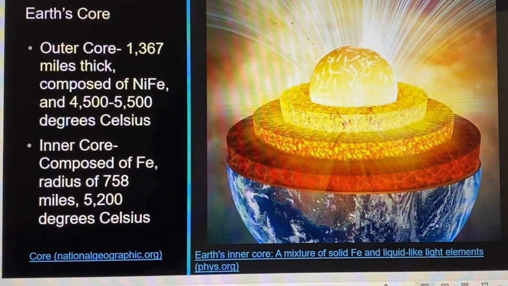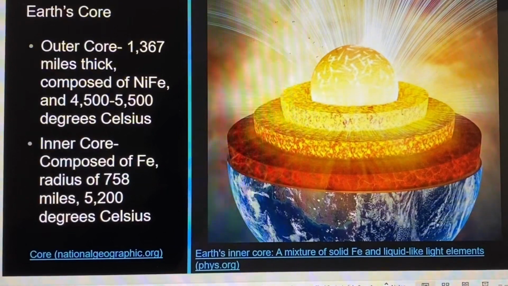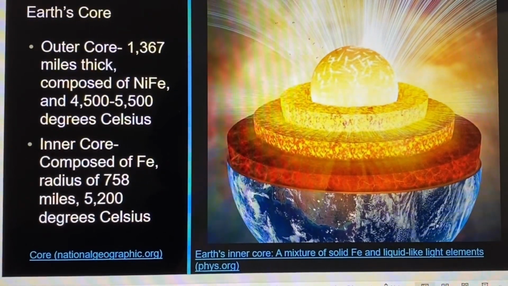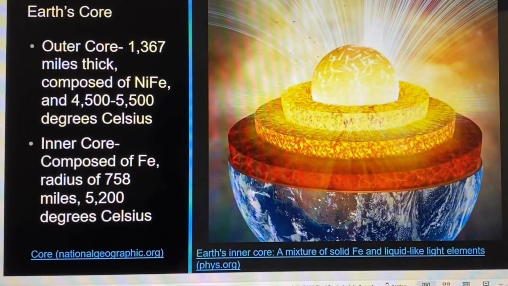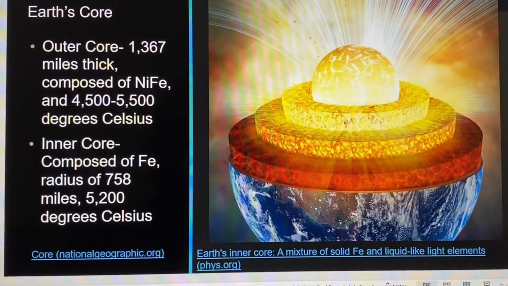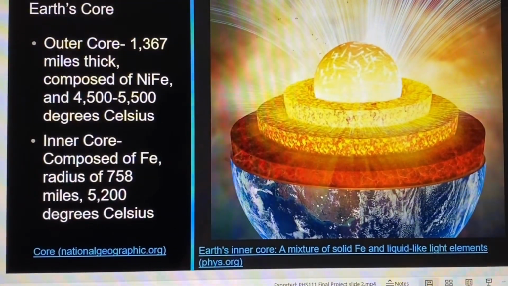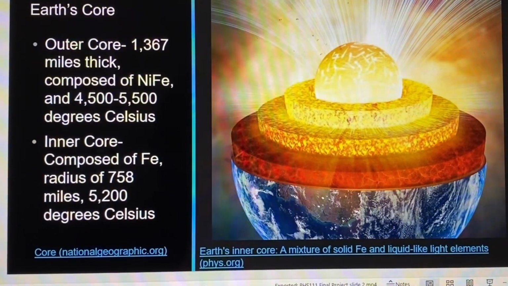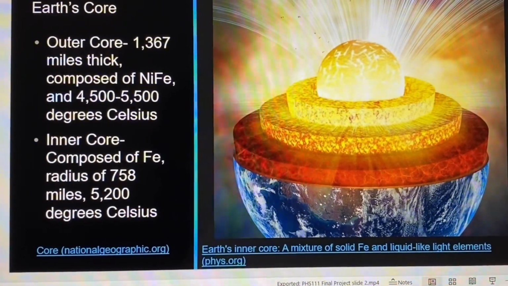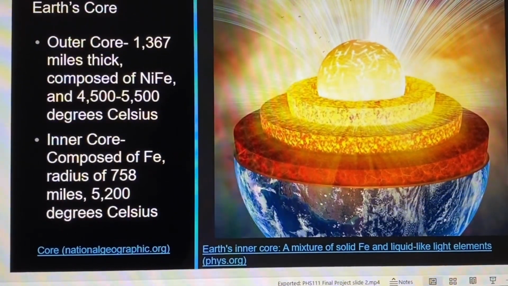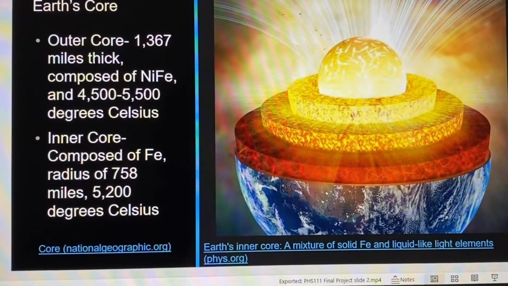Now to the inner core. The inner core is composed of mostly iron. There are also tiny alloy metals that they say are in the inner core, but they aren't sure. The radius of the inner core is 758 miles, and it has a temperature of around 5,200 degrees Celsius. The inner core also has a pressure of nearly 3.6 million atmospheres, and the temperature is far above the melting point of iron, but the intense pressure does not allow the iron atoms to move into a liquid state.